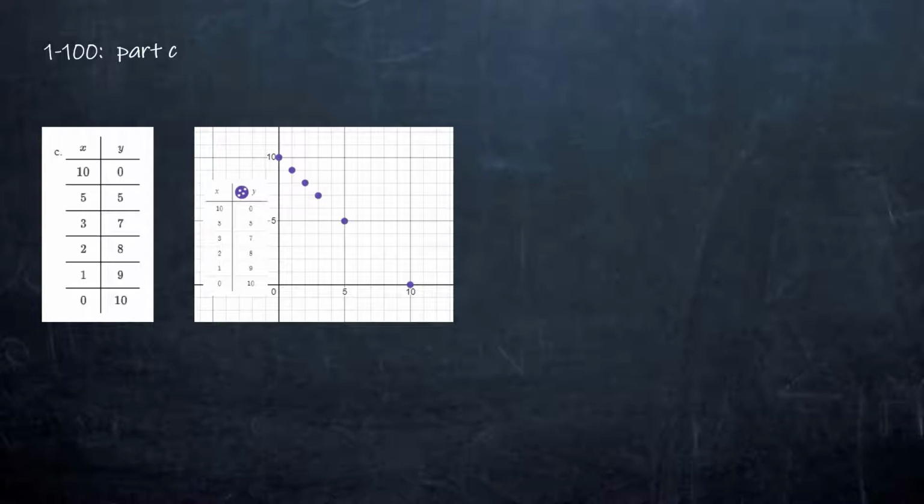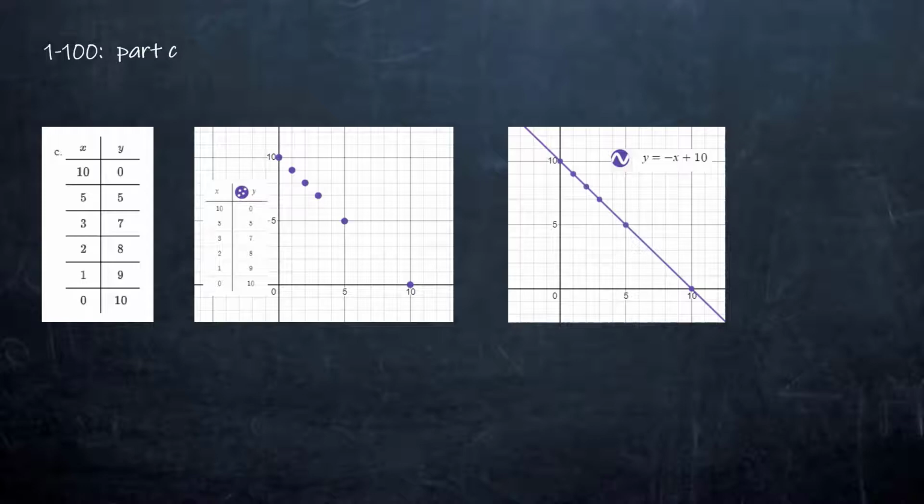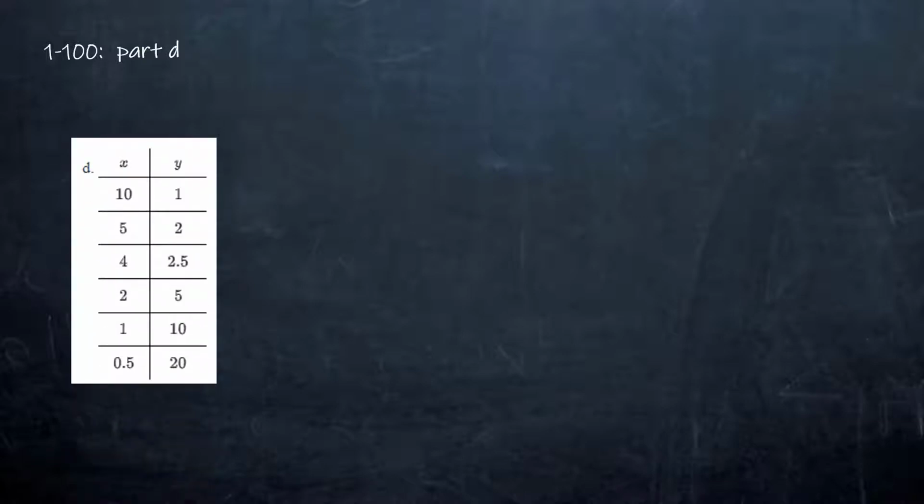So I'm going to create my equation of y equals -x plus 10. And there you go. You have a linear equation, and there it is graphed. And that is part C. Okay, so this is part D.